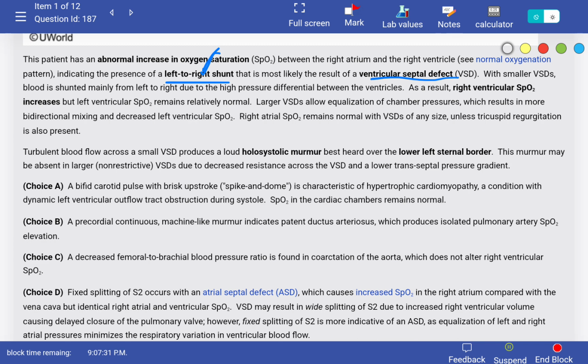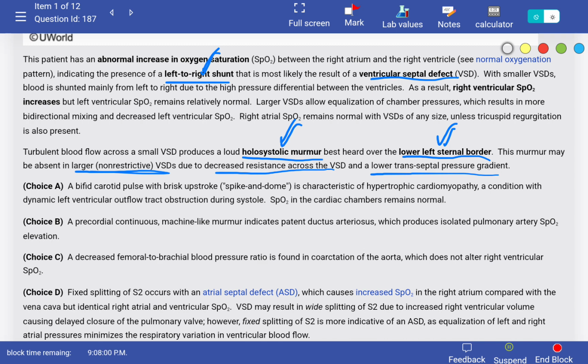Turbulent blood flow across a small VSD produces a loud hollow systolic murmur, best heard over the left lower sternal border, right? This is important. So this was pointing toward VSD. This murmur may be absent in larger non-restrictive VSDs, right? Due to decreased resistance across the VSD and lower transseptal pressure gradient.